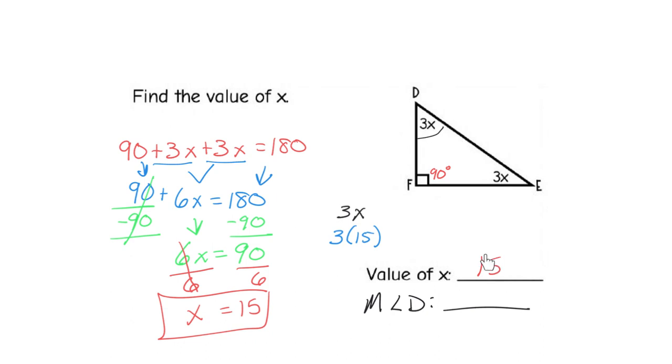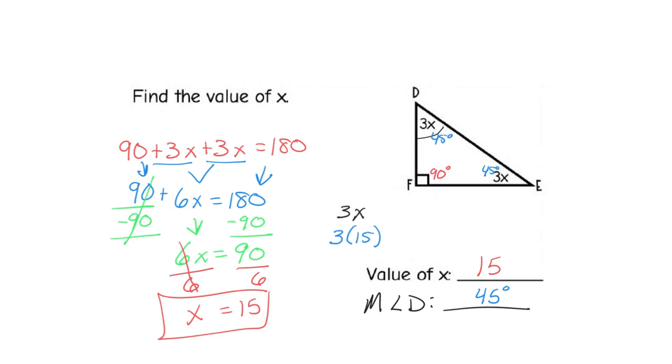Whenever you substitute a value in for a variable, put parentheses around where you removed the variable and inserted the number. Okay, so I took x out, so I'm putting parentheses around the 15. So 3 times 15 will give me 45. So the measure of angle D is 45 degrees. I can figure out E is the same there because E is the same measurement. So this one is 45, and this one is 45.